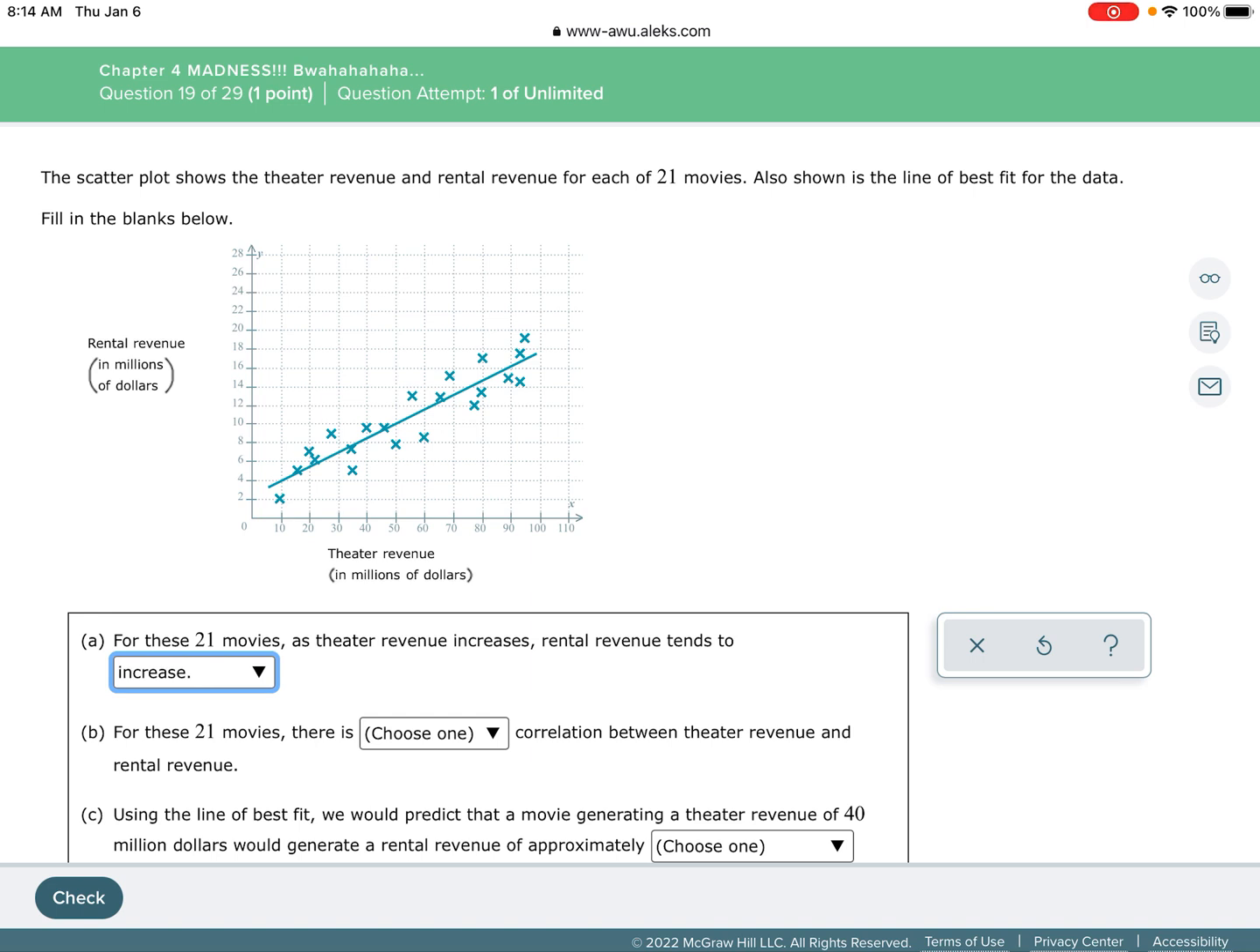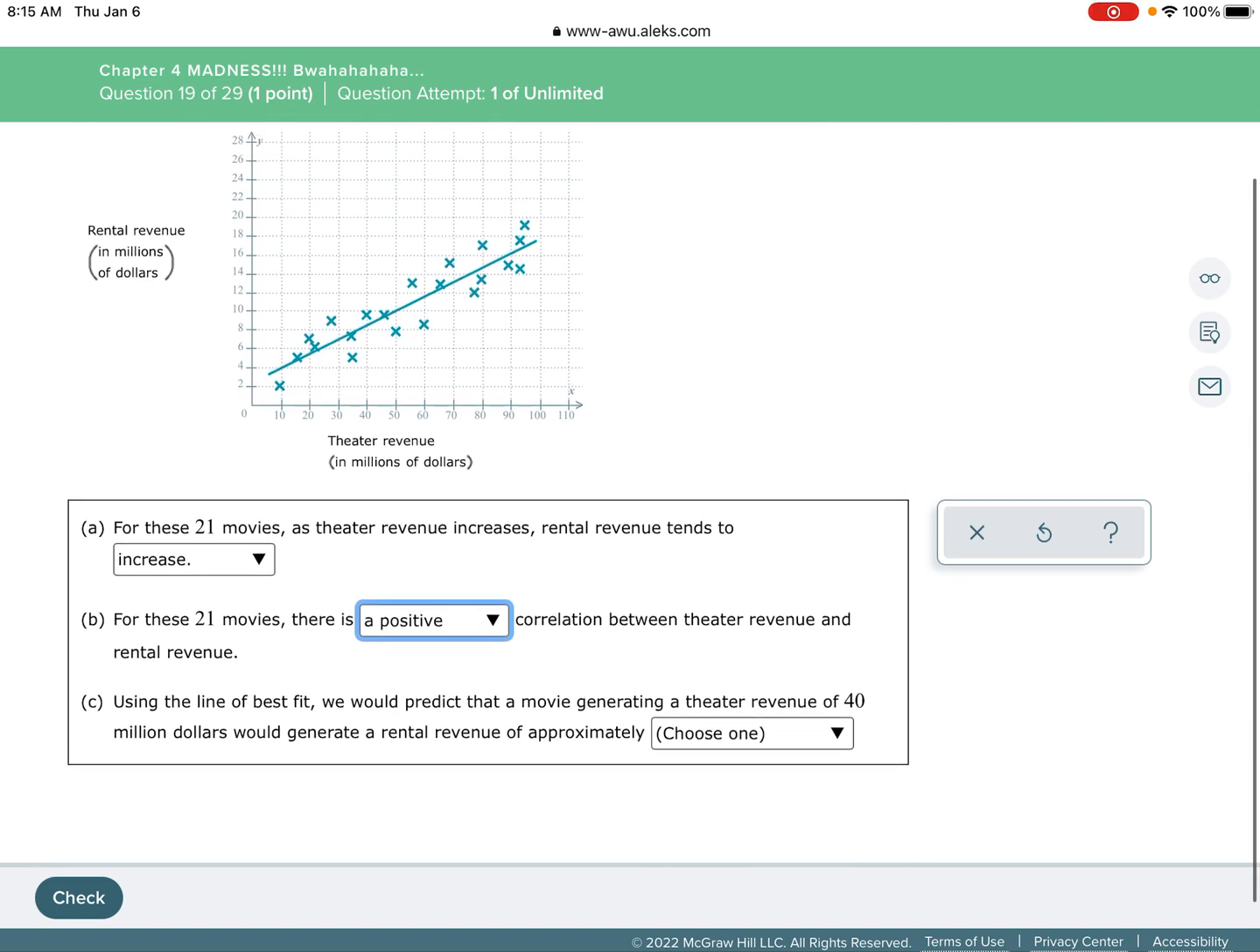Then it says, for these 21 movies, there is blank correlation between theater revenue and rental revenue. What that means is when the line goes up from left to right, that's always a positive correlation. And when it goes down, it's a negative correlation. And if it's either a flat line or a total scatter plot where you can't draw any kind of line of fit, then that would be no correlation. So this one is positive because you have a line with a positive slope. If you had a line with a negative slope, you would have a negative correlation.